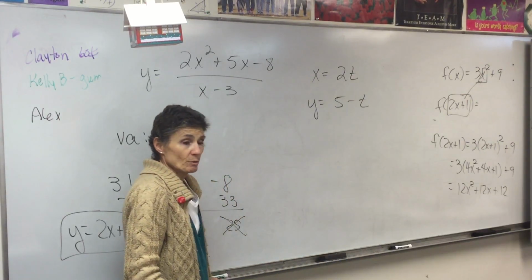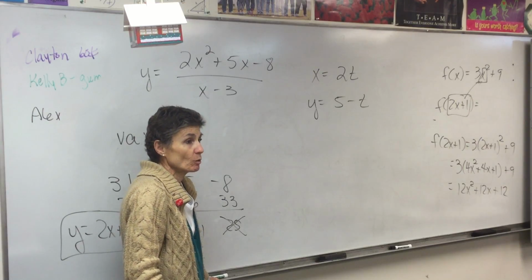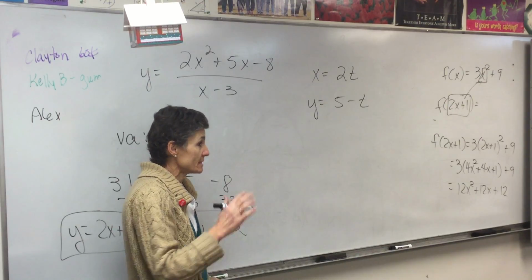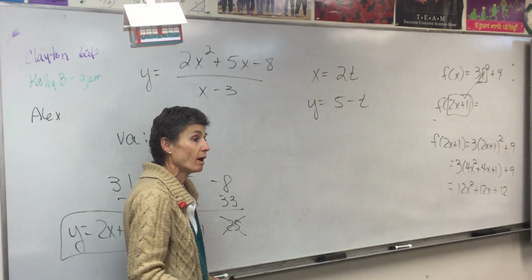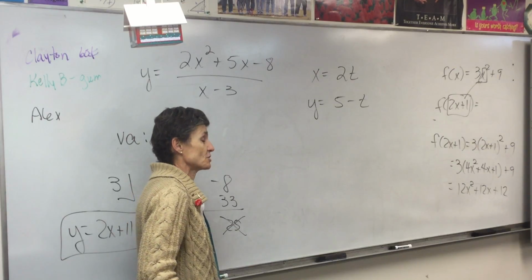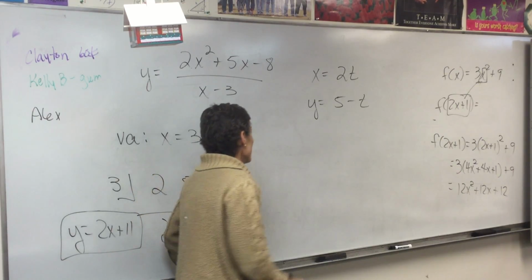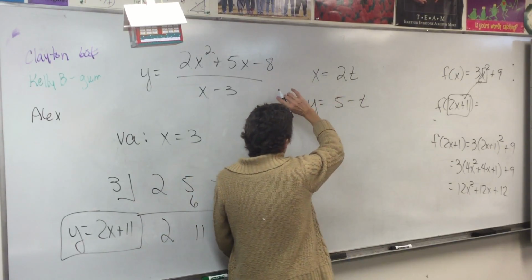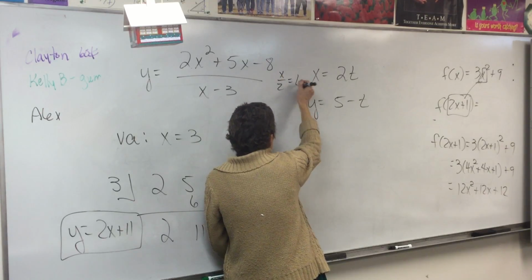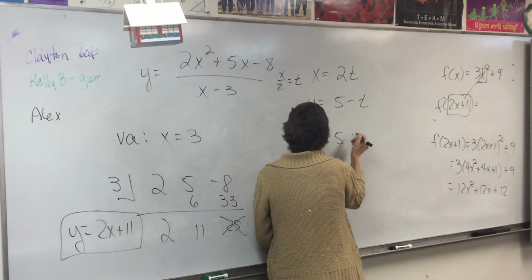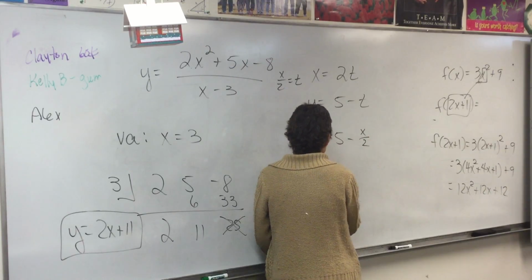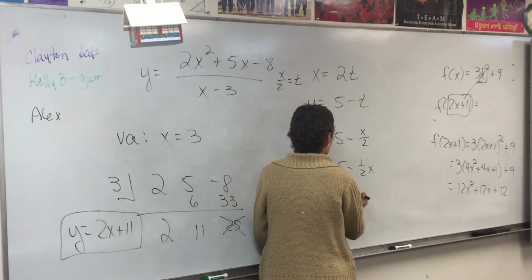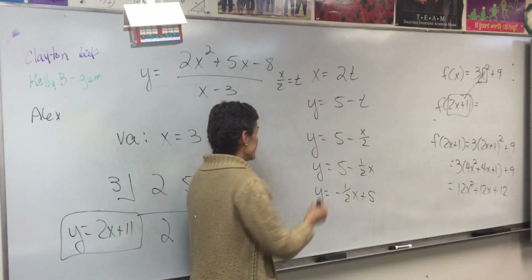All right, so what do you want to know? What's the Cartesian equation? The Cartesian equation is the algebraic representation of x and y in a single equation. That means just get rid of the t's. So if I just get rid of the t's, let's see. I could do it up here, I guess it really doesn't matter. So x over 2 is t. So y equals 5 minus x over 2. Another way of writing that would be negative 1/2 x plus 5. Now, this is good enough.